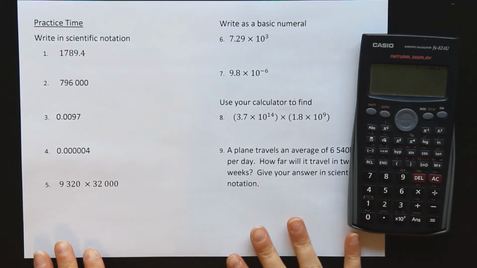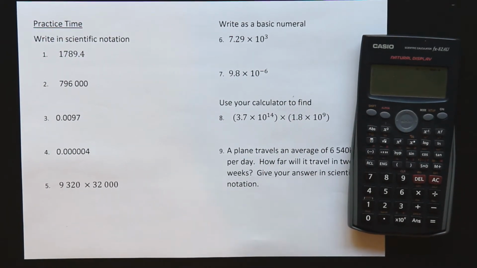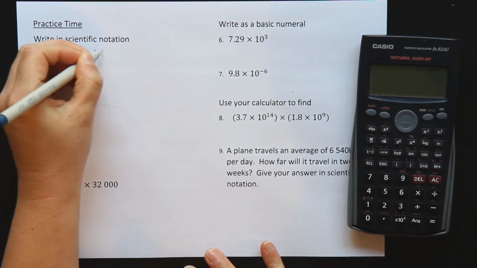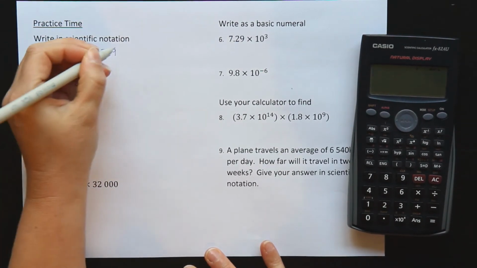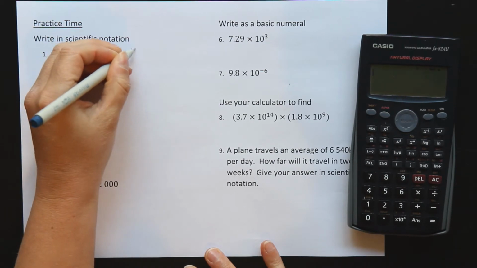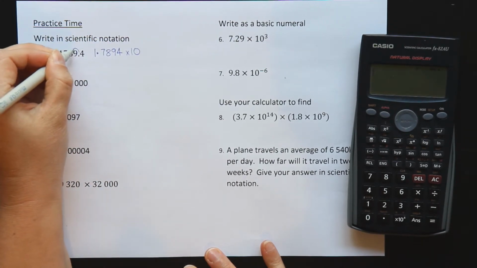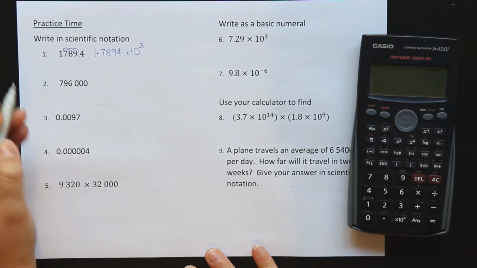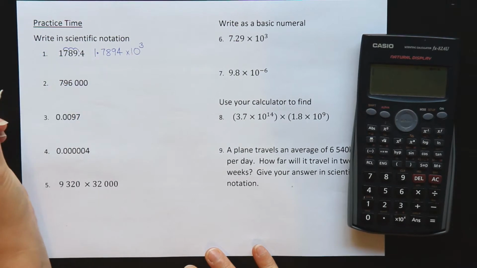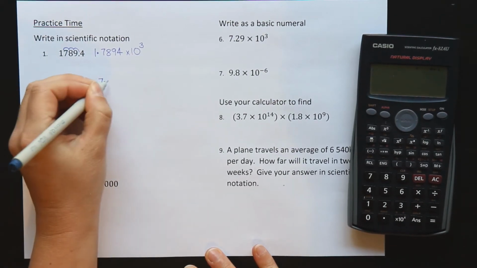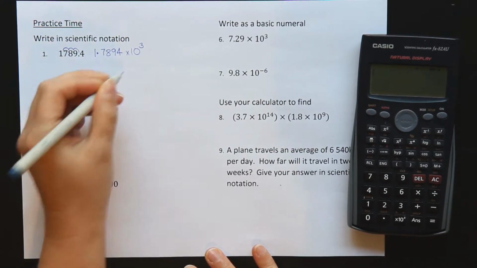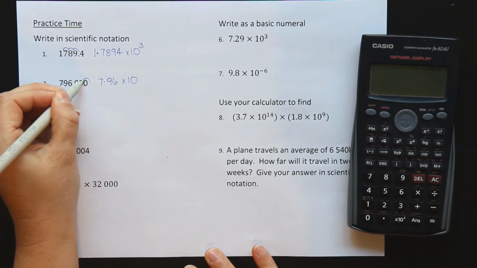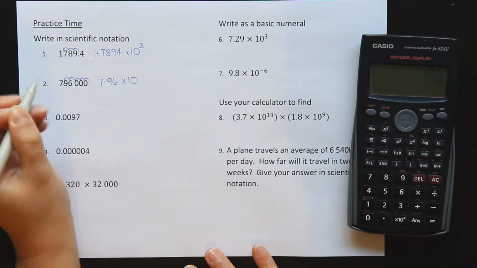So question 1, writing in scientific notation. The decimal point goes after the 1, 1.7894 times 10. We've jumped 1, 2, 3 places, so 10 to the power of 3. Question 2, the decimal point needs to come after the 7, so 7.96 times 10 to the power, let's see, 1, 2, 3, 4, 5, to the power of 5.